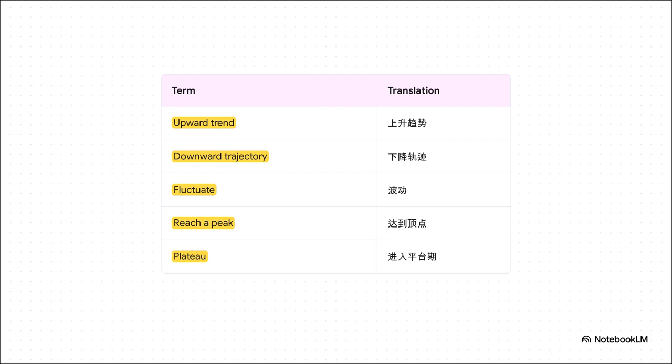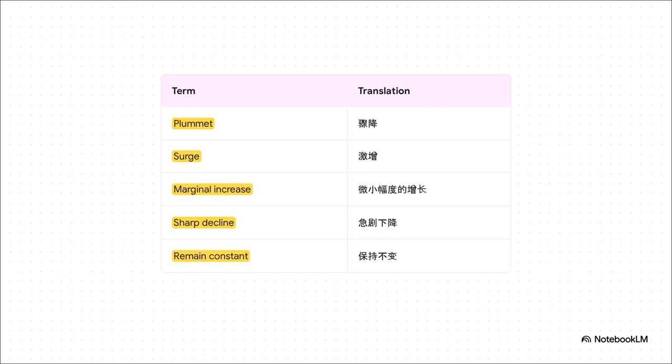And finally for this batch, plateau. Plateau, 进入平台期. This brilliantly illustrates when a market finally stabilizes, a massive score booster for writing Task 2, for sure. All right, keeping the momentum going. Plummet, plummet, 骤降. Think of describing extreme Canadian winter temperatures dropping or sudden market crashes. Surge, surge, 激增. This is highly relevant right now for discussing Canadian immigration rates.